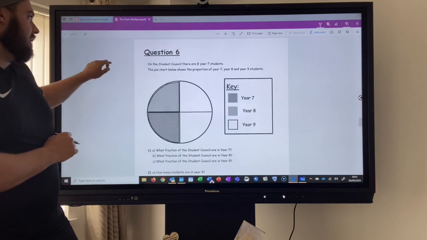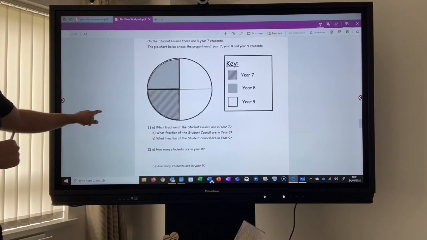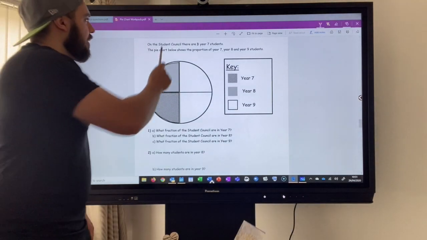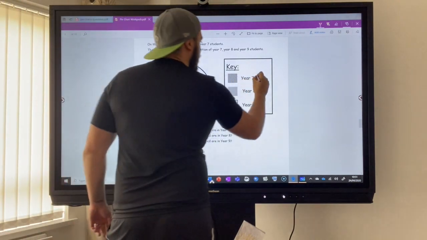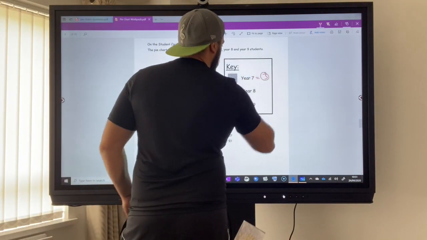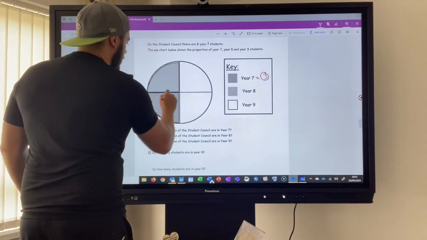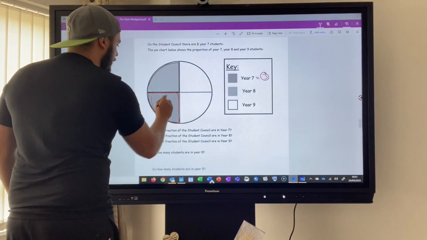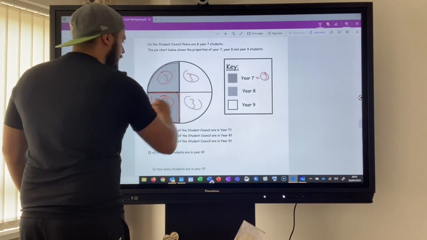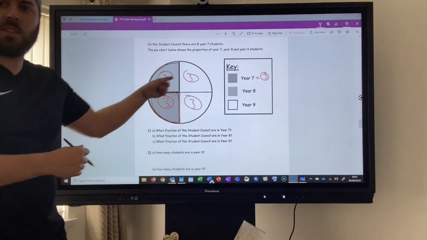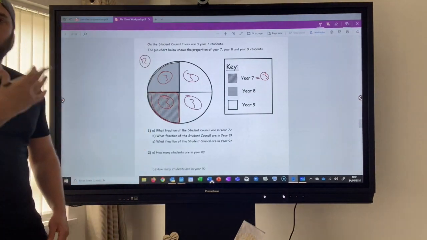Okay. Question 6. On the student council, there are three year 7 students. So 3 of the year 7s, there's 3 pupils here, okay? Now this is one section again, because look, it's 1 here. So we know this is worth 3. So this must be 3, and this must be 3, and this must be 3. How many pupils are there overall? 3, 3, 3, and 3? 12. Okay, there are 12 pupils overall.